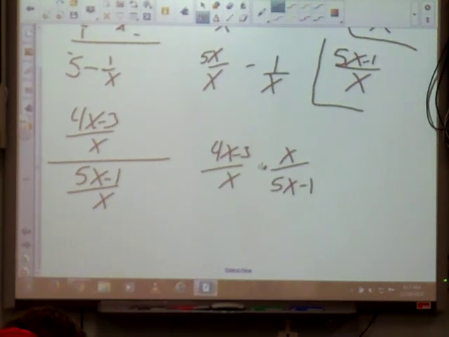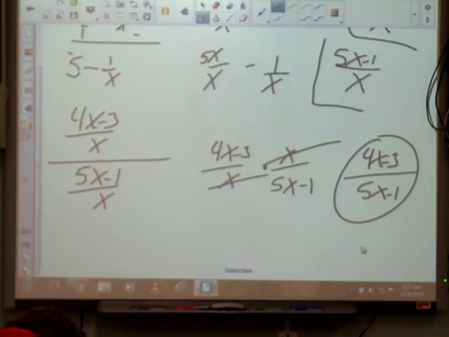All right. Ninja. So all we got left on top is 4x minus 3. All we got left on bottom is 5x minus 1. That's it.